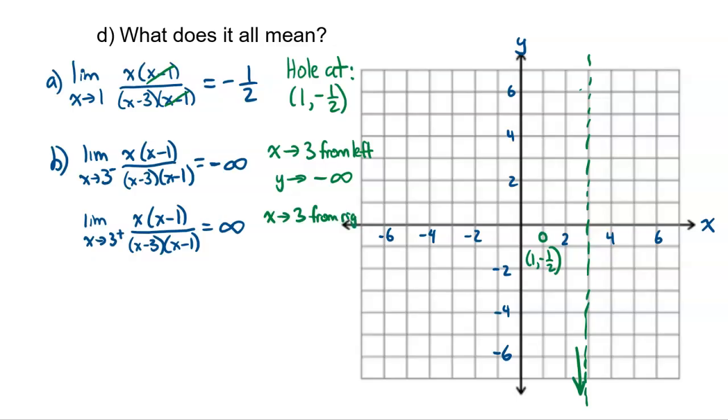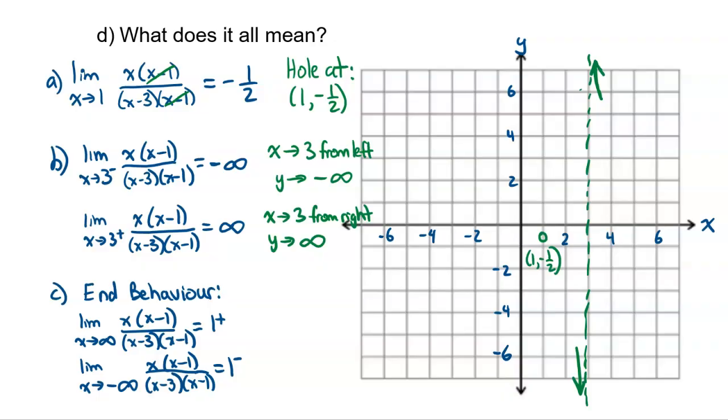We found that the other side, when x approached 3 from the right, the 3 plus, that gave us an answer of infinity. It meant that y was approaching infinity. And so on the other side of that vertical asymptote, we're going to go ahead and draw an arrow that shows that going up to positive infinity.